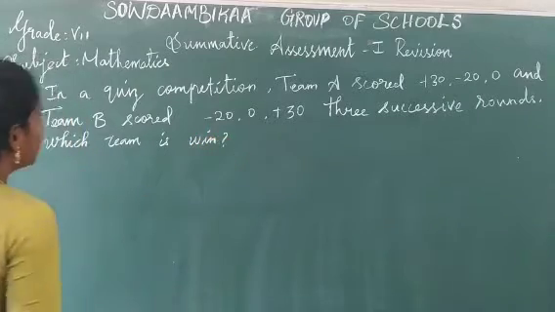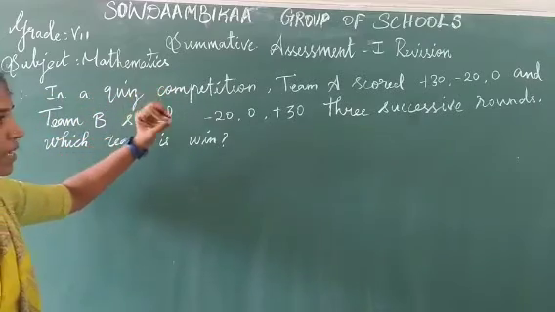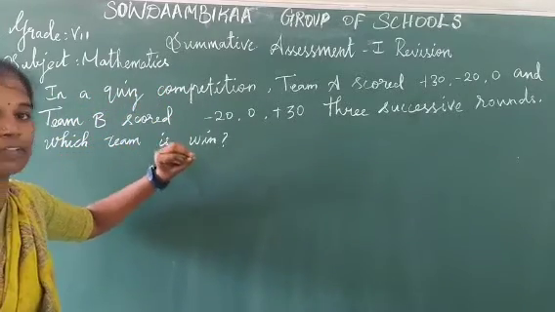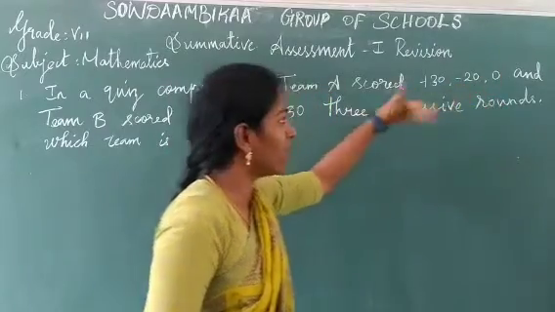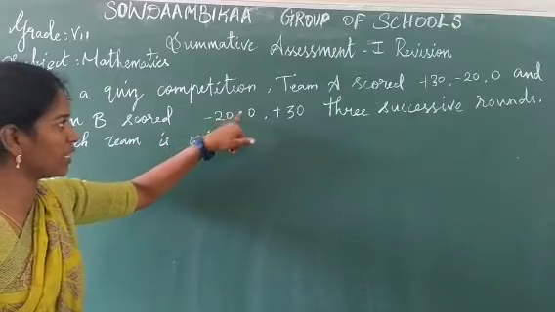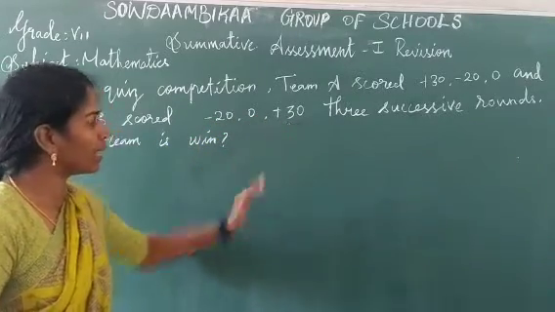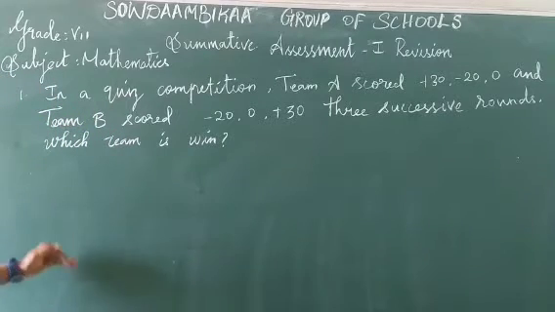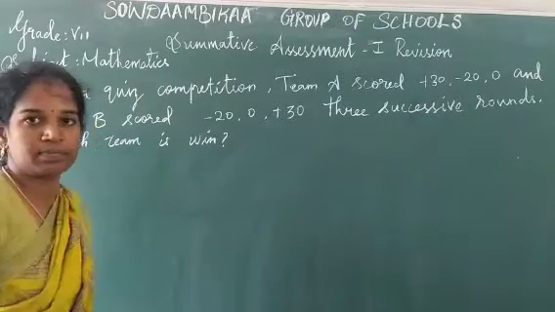Already you know very well. Look at the sum. In a quiz competition, team A scored in 3 rounds plus 30, minus 20 and 0. And team B scored in the first round minus 20, second round 0 and third round plus 30. Now we have to find out which team wins. First, we have to add the scores.